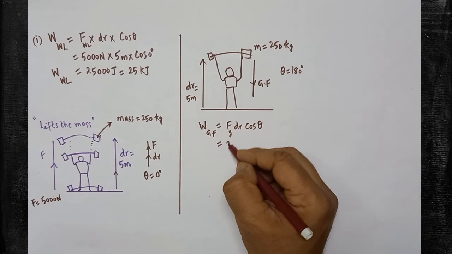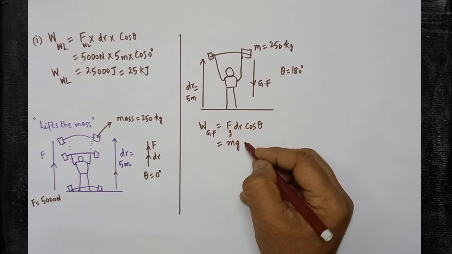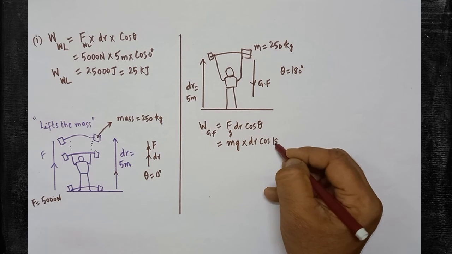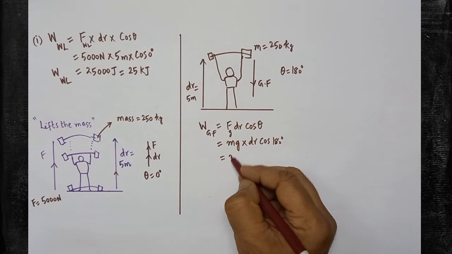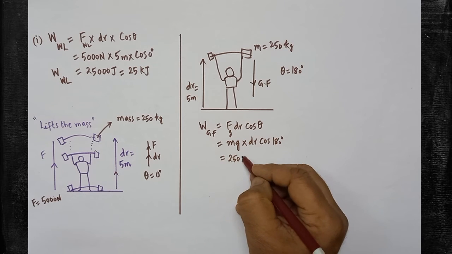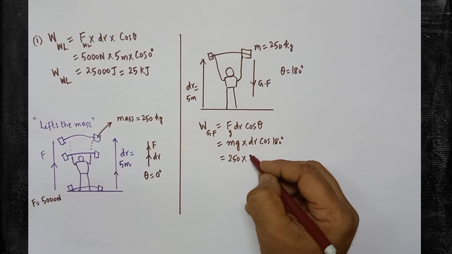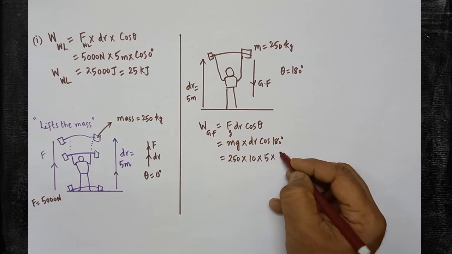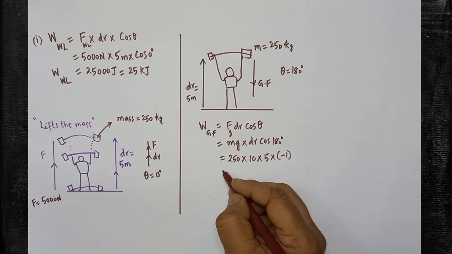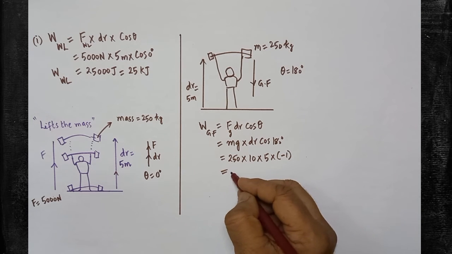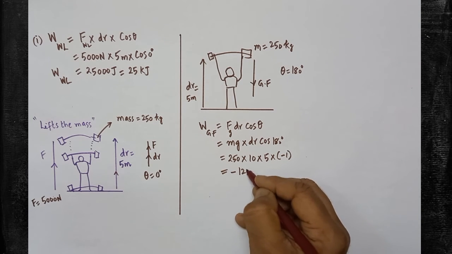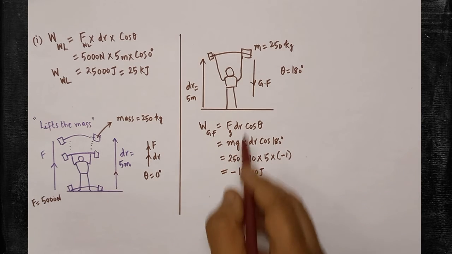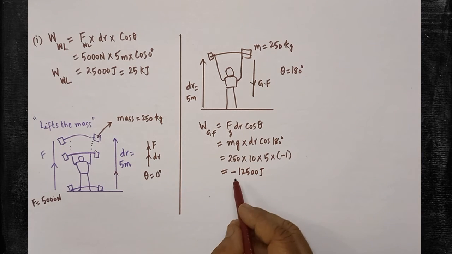How much? What is the formula? M into g is the formula to calculate the gravitational force, into dr cos 180 to be substituted. The value of mass is 250 kg and g value is roughly taken as 10 meter per second square, and displacement is 5 meter. Cos 180 value is -1. After multiplication you will get minus 12,500 joule. This much amount of work is done on the mass against the displacement.